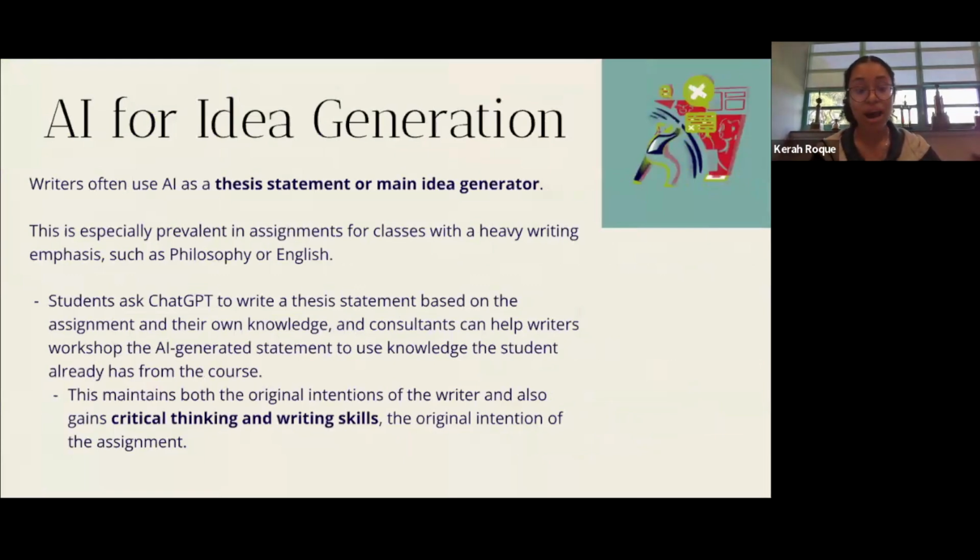So, AI for idea generation. Writers often use AI as a thesis statement or main idea generator. This is especially prevalent in assignments for classes with a heavy writing emphasis, such as philosophy or English. Students ask ChatGPT to write a thesis statement based on the assignment and their own knowledge, and consultants can help writers workshop the AI-generated statement to use knowledge the student already has from the course.